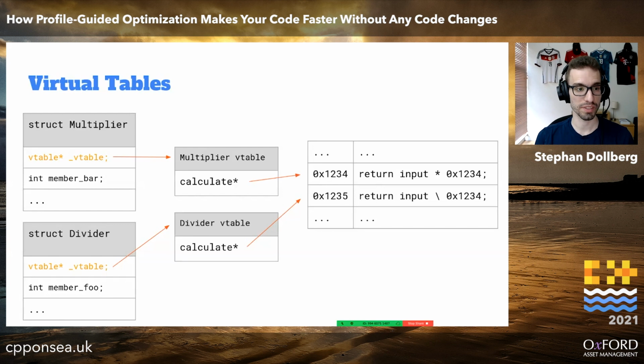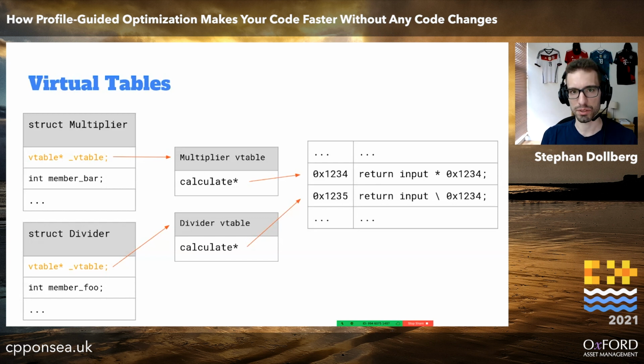What is a vtable? How do vtables work? If you have a class which has a virtual function, like an instance of struct multiplier or an instance of struct divider, then you have this hidden first member, which the compiler just generates. You don't see that. You obviously don't define that in your class, but that is there. And it's basically a pointer to a vtable. And this vtable pointer for the multiplier instance points to the multiplier vtable.